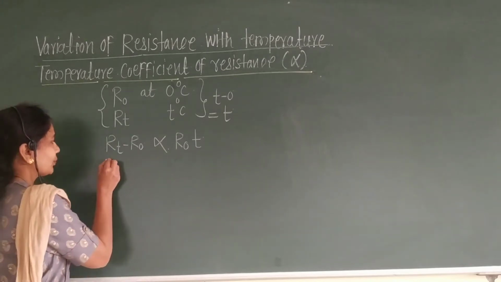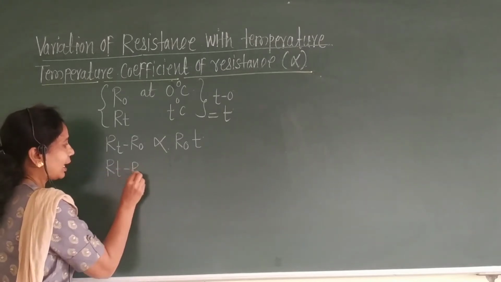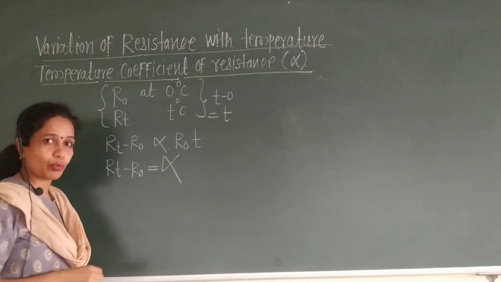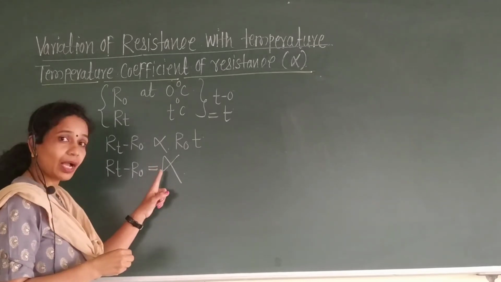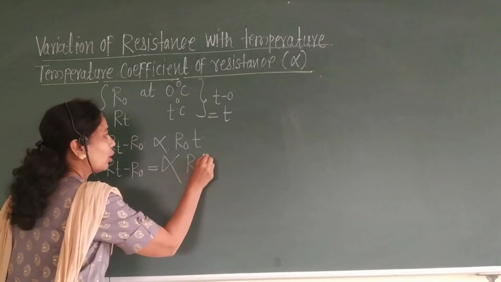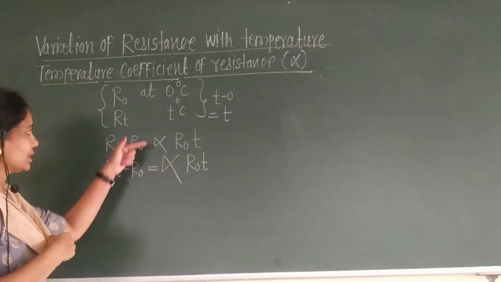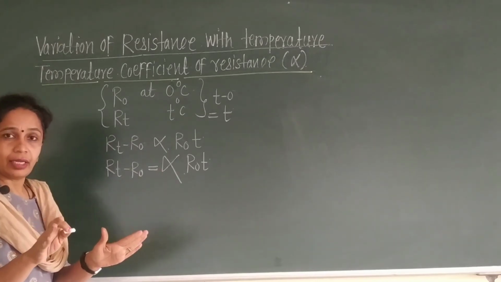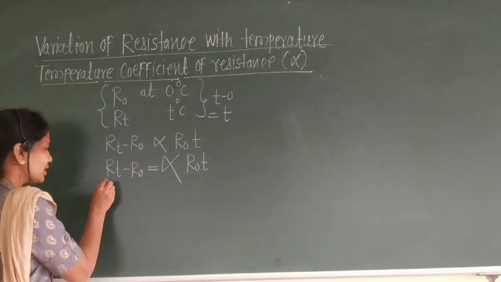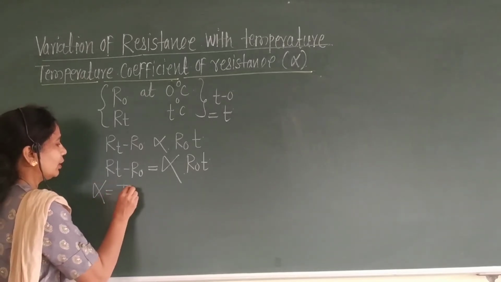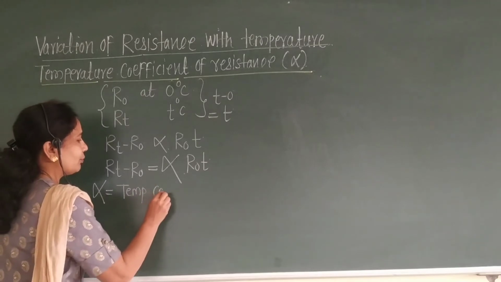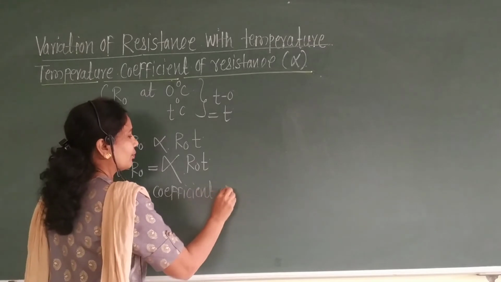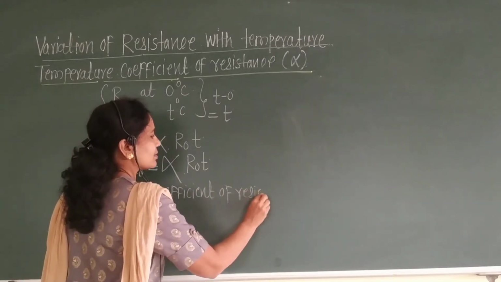Okay. Therefore, RT minus R0 is equal to, take the constant of proportionality, called alpha, into R0 into T. This is the directly proportional symbol and this is the alpha. And that alpha is the constant. What is this alpha? Alpha is equal to the temperature coefficient of resistance.